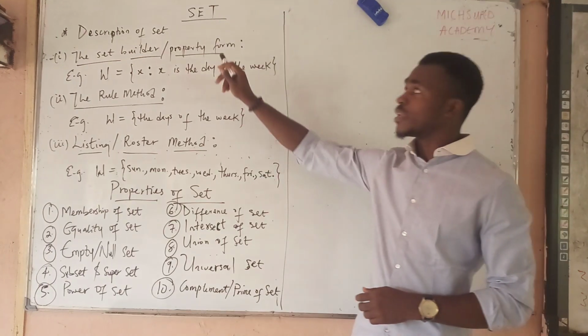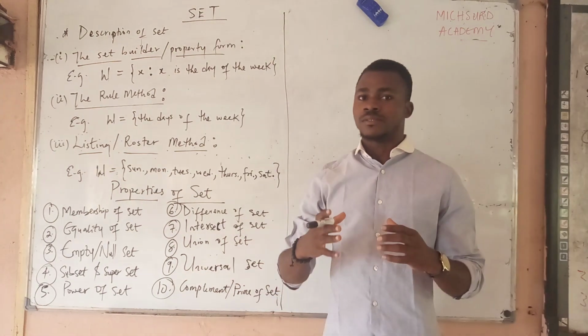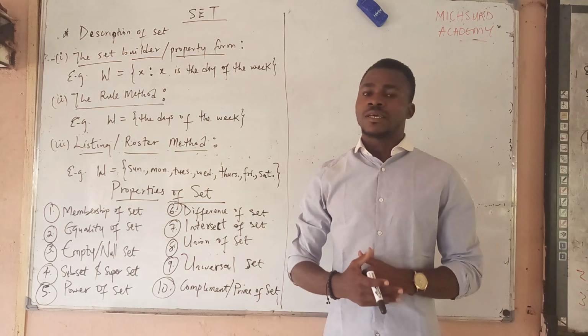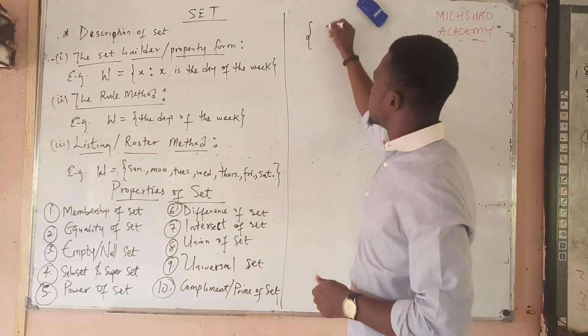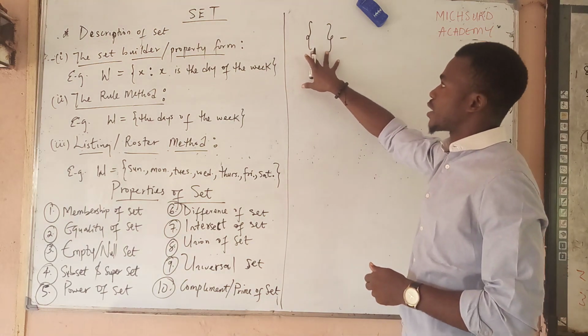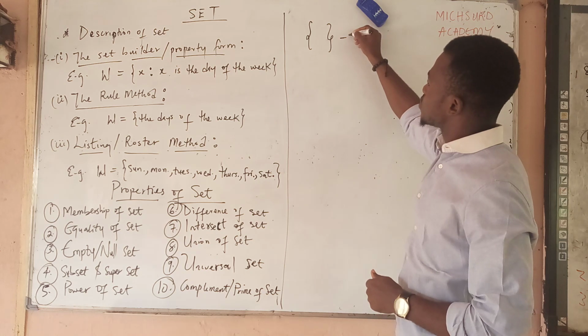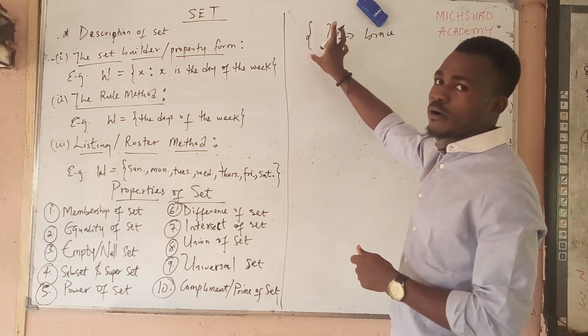So we are going to be looking at sets. Set is one of the fundamental topics in elementary mathematics. Now in sets, we normally use this symbol to represent a set. It's a kind of curly bracket, such that we call this the braces. So it's in a curled form.